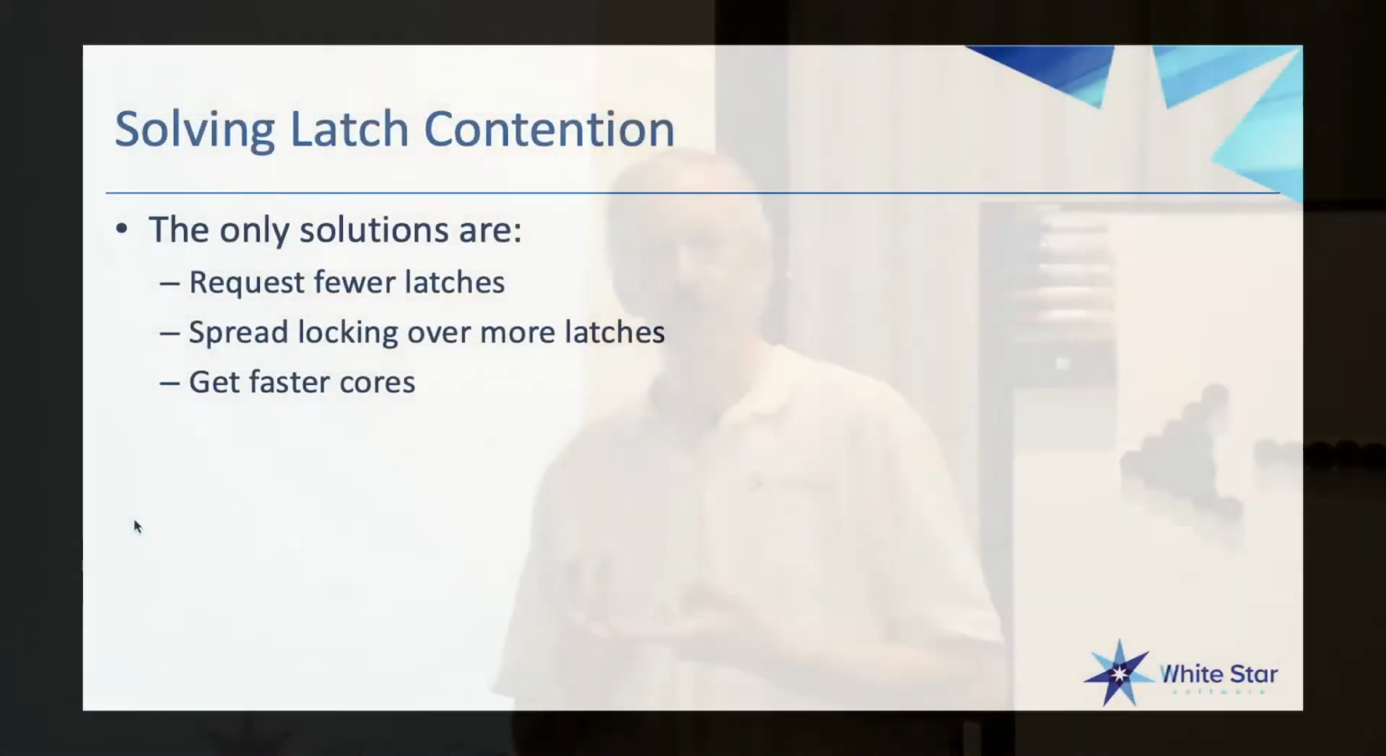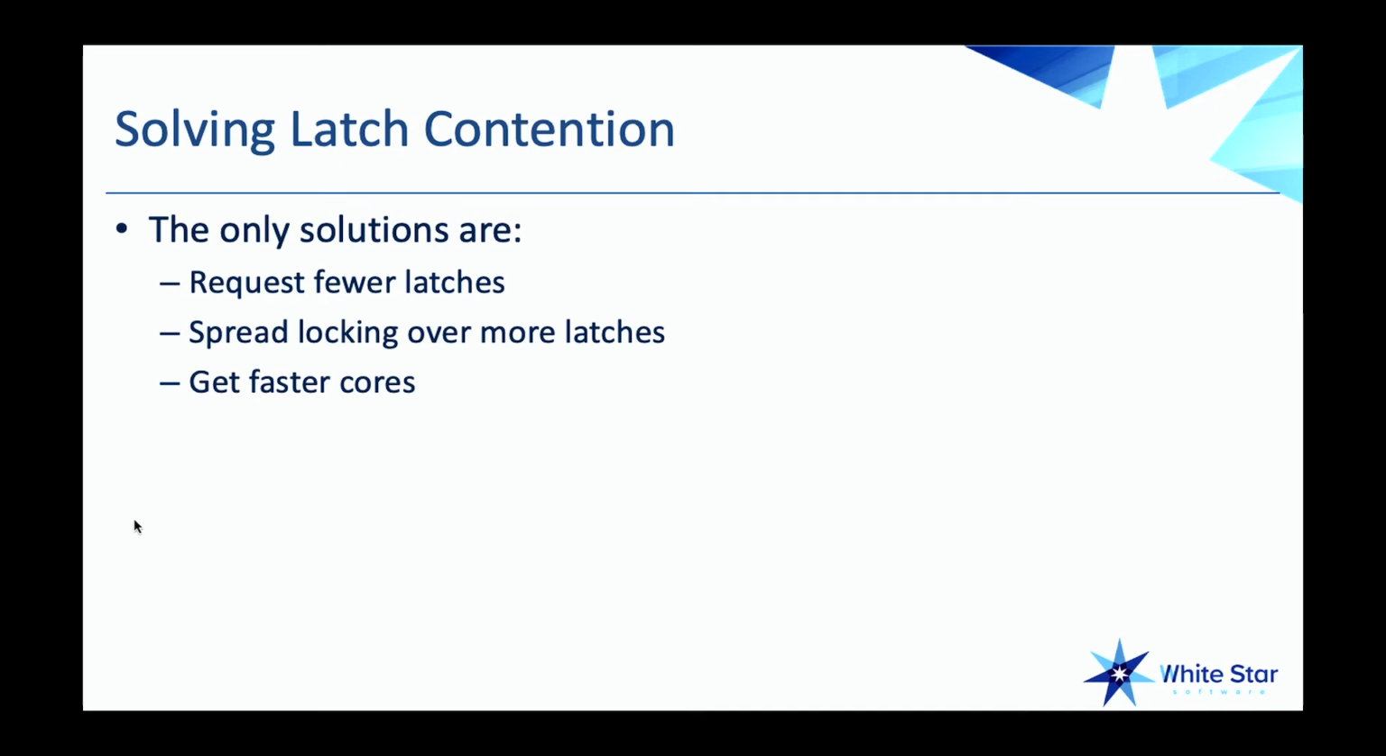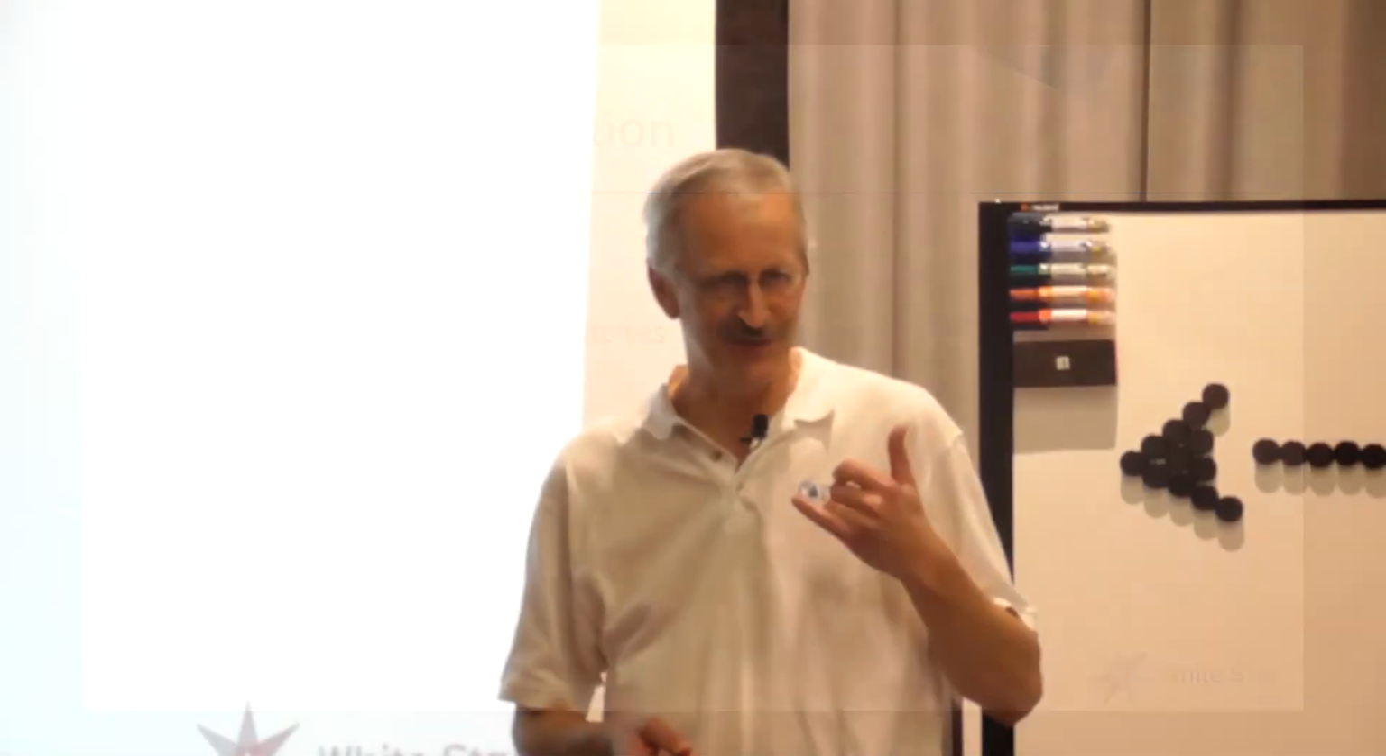So if you have a latch contention issue, what do you do about it? Well, there are three things that you can do. You can request fewer latches, you can spread your locking over more latches, or you can get faster cores. How do you do those things? Well, getting faster cores is easy. You just call up your supplier and you order a new one, and if the chips are available, you're all set.